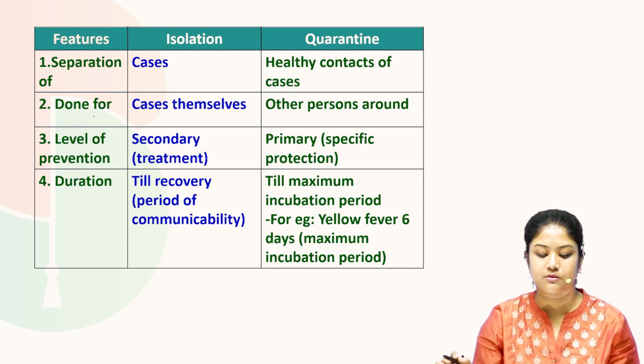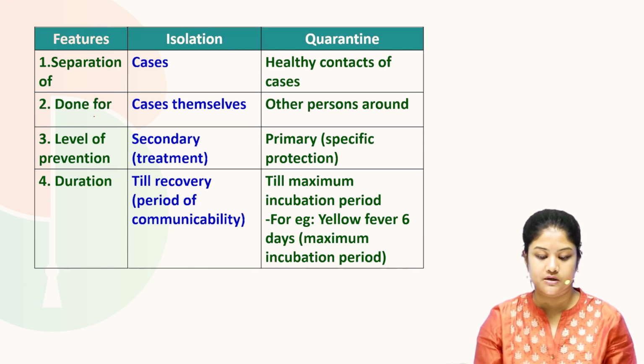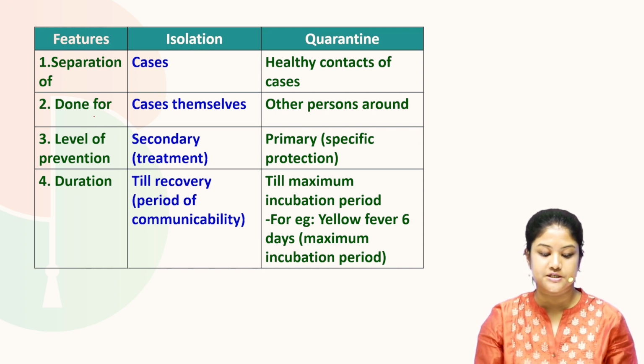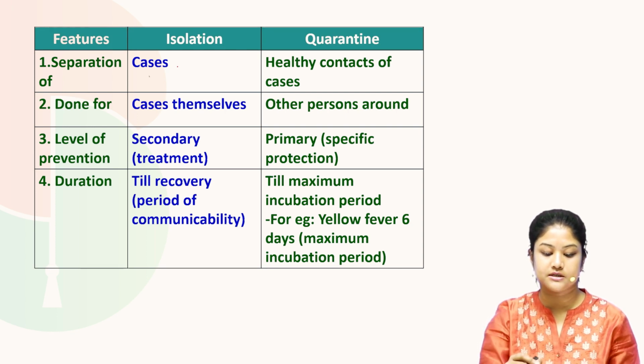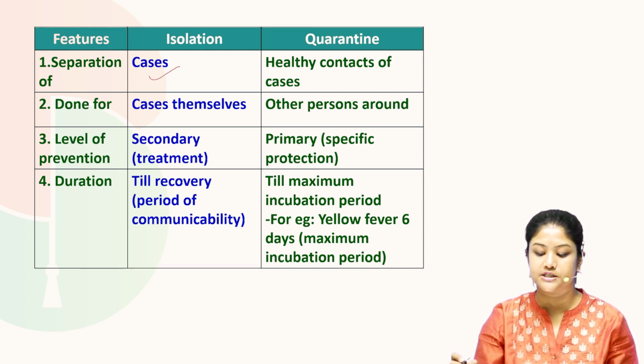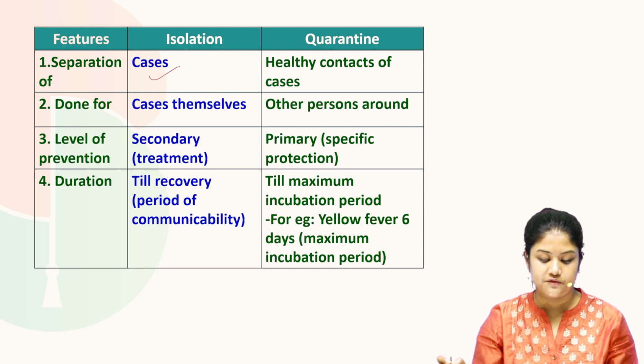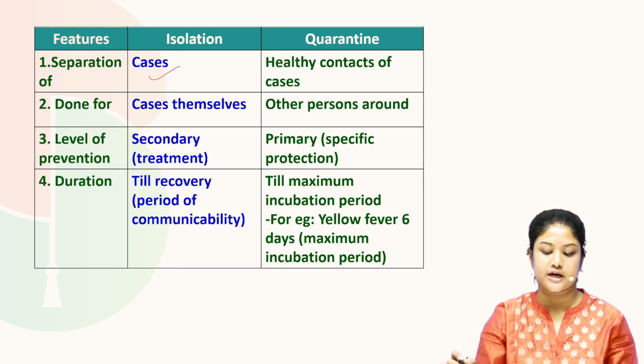So many questions can still be asked from the isolation and quarantine part. So I've given the differences here. So isolation is done for separation of cases, that is those with the disease, whereas quarantine is done for healthy contacts of cases. Isolation is done for cases themselves, whereas quarantine is done for other persons around.